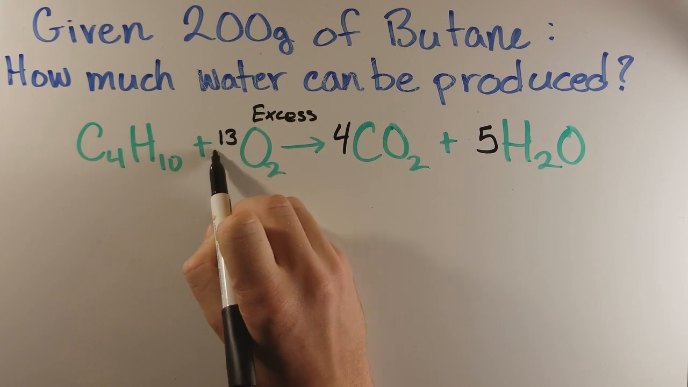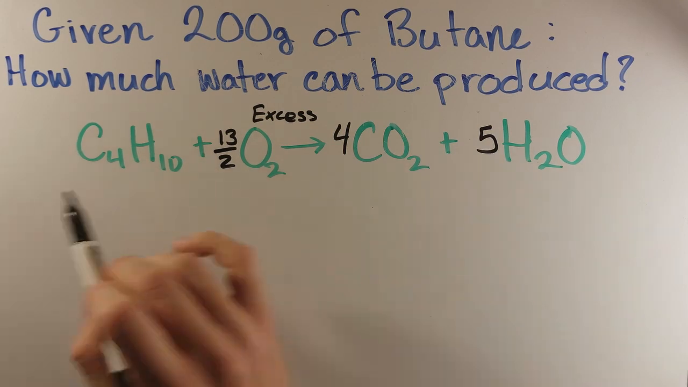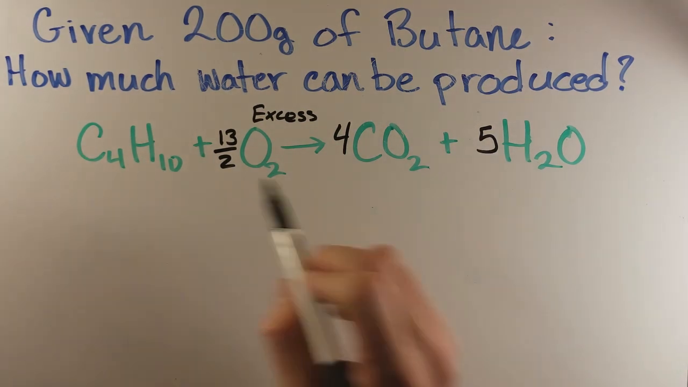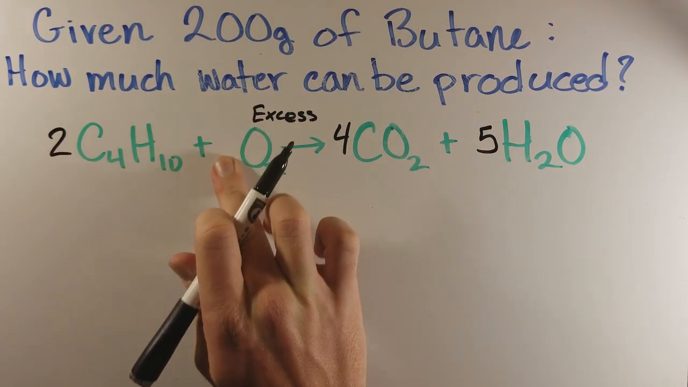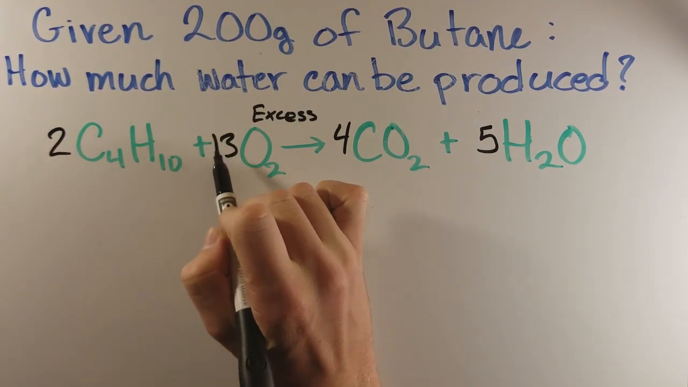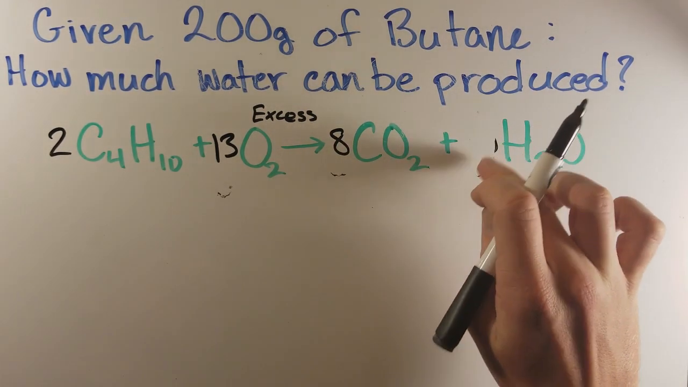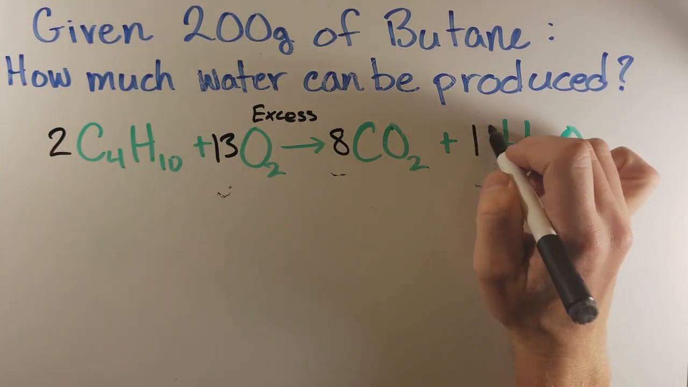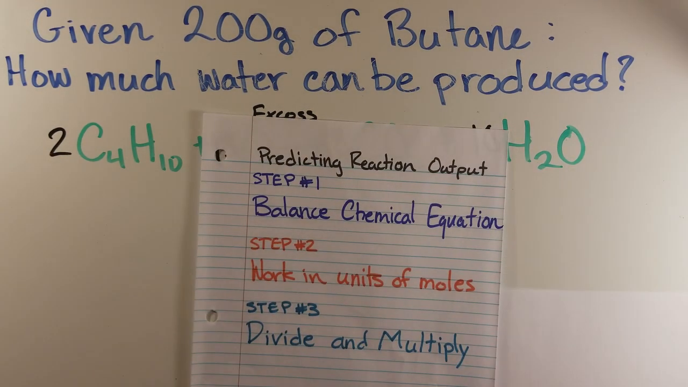To make this equivalent, we do 13 divided by 2. To make it all reasonable, we need to multiply the entire reaction by 2. So 2 here, and 13 oxygen molecules on the reactant side, 8 carbon dioxide molecules, and 10 waters. Awesome. So we just completed step 1.